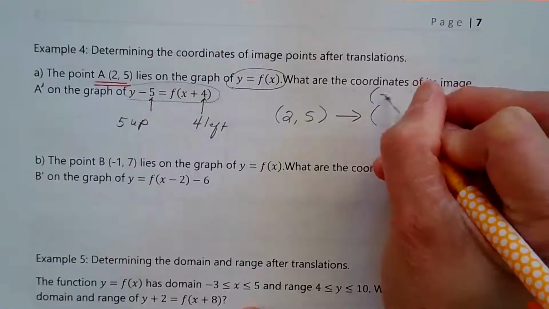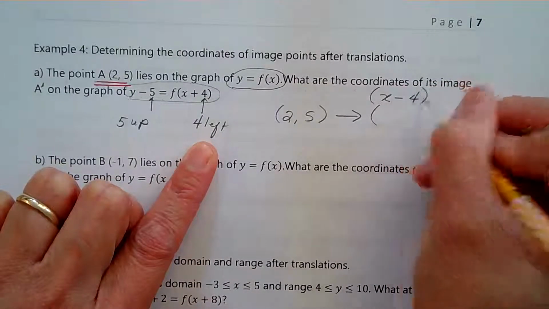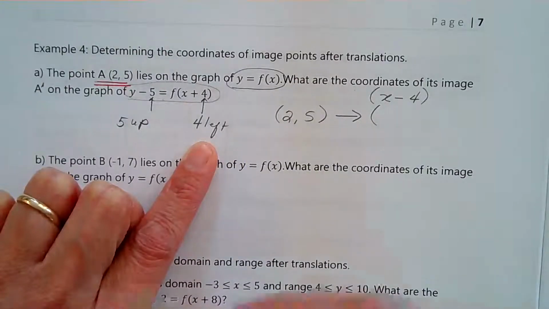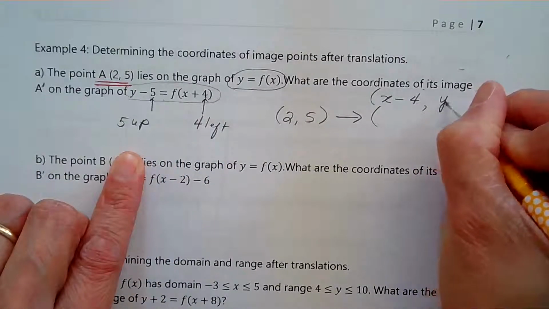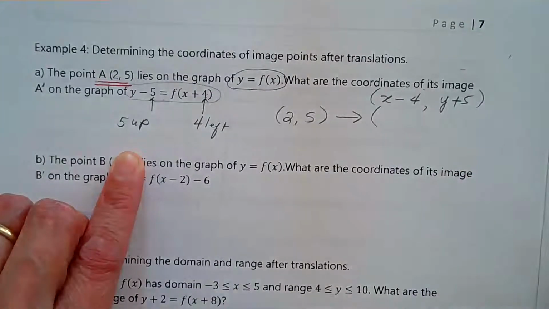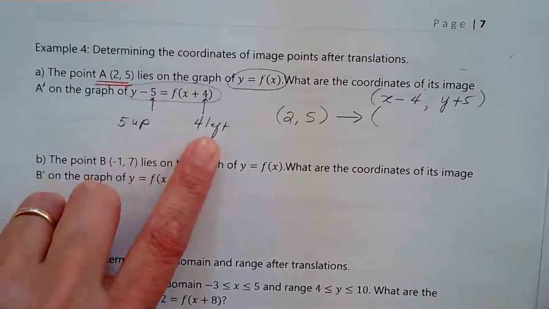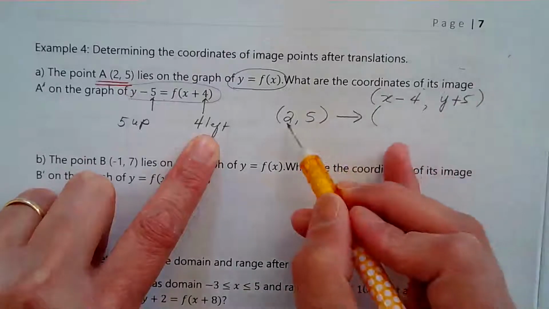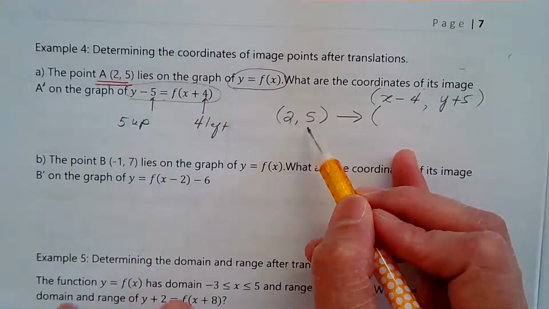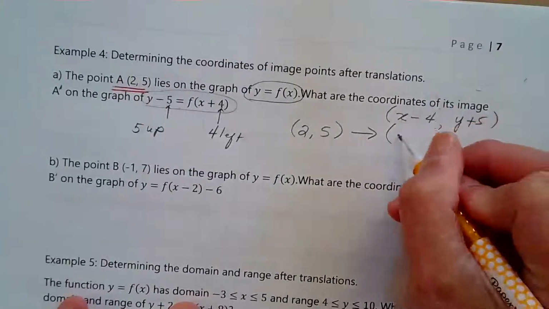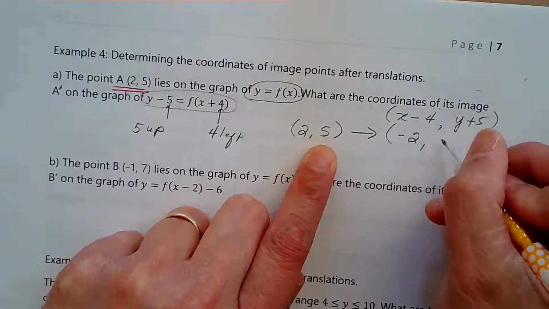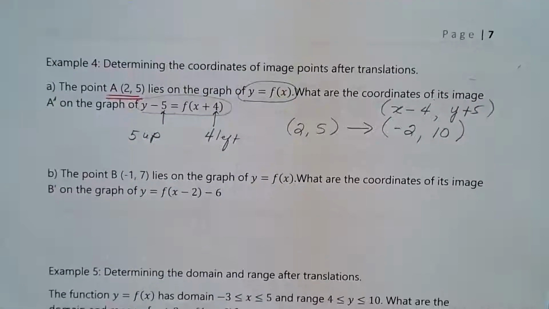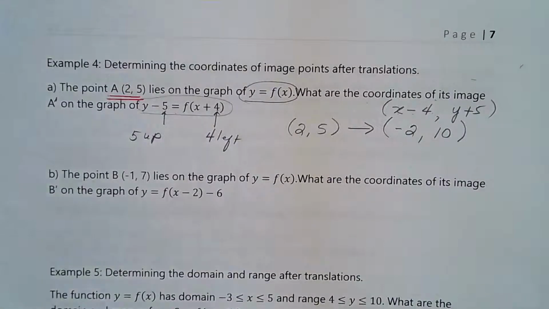It's going to be x minus 4, right? x minus 4, because you're moving it to the left. And then the other one would be whatever the y value is, plus 5. Is everybody okay with that? So if we take this point and go 4 to the left, it becomes 2 minus 4, which is negative 2. And 5 is the y, plus 5 would be 10. So the new point is at (negative 2, positive 10). Is that okay?